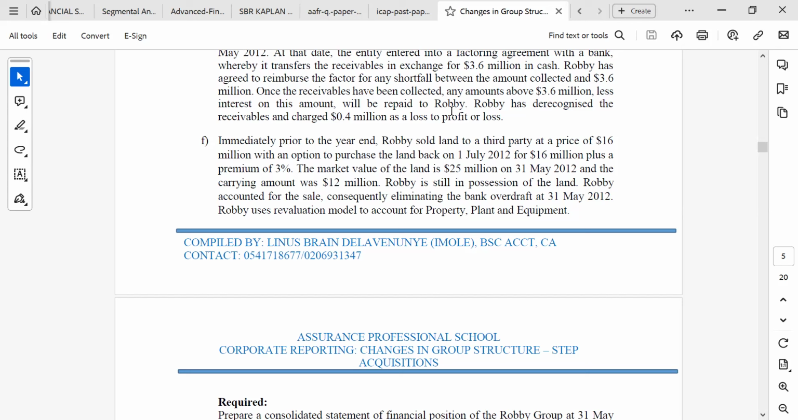Robbie accounted for the sale, consequently eliminating the bank overdraft at 31 May 2012. Okay, the carrying value of the land is what? 12 million, isn't it? 12 million. And how much was the land sold for? 60 million. Okay, so it means that Robbie has what? Robbie has recognized a profit on the sale of what?